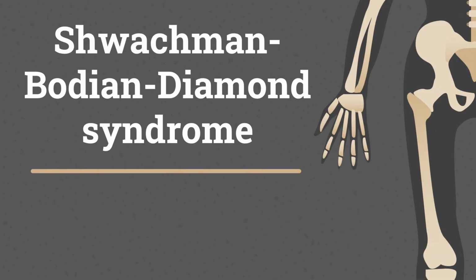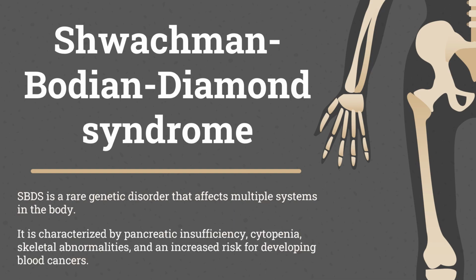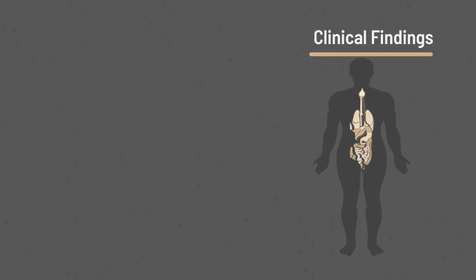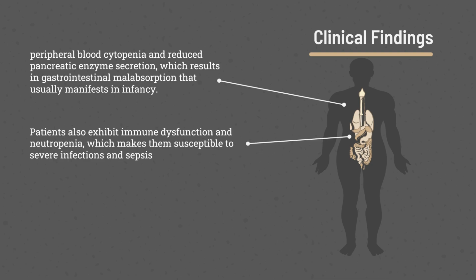Shwachman-Bodian-Diamond syndrome. SBDS is a rare genetic disorder that affects multiple systems in the body. It is characterized by pancreatic insufficiency, cytopenia, skeletal abnormalities, and an increased risk for developing blood cancers. Clinical findings. Shwachman-Bodian-Diamond syndrome is characterized by peripheral blood cytopenia and reduced pancreatic enzyme secretion, which results in gastrointestinal malabsorption that usually manifests in infancy. Patients also exhibit immune dysfunction and neutropenia, which makes them susceptible to severe infections and sepsis.